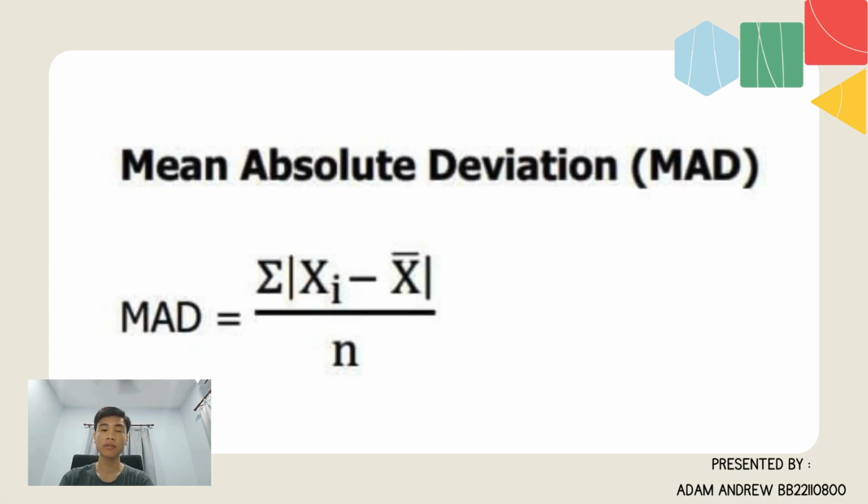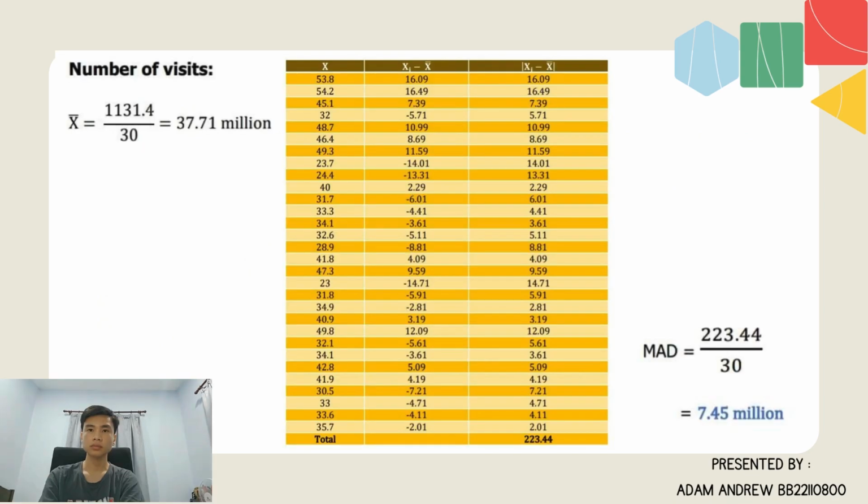Next is mean absolute deviation, or MAD. MAD is an average of the absolute difference between the observations and the mean. To find the MAD, we use this formula, which is the total of number of visits divided by 30, and then we got 37.71 million. Then we use this amount to subtract from all of the data for number of visits, and the total is 223.44 million, and we divide it by 30 to get the MAD, which is 7.45 million.